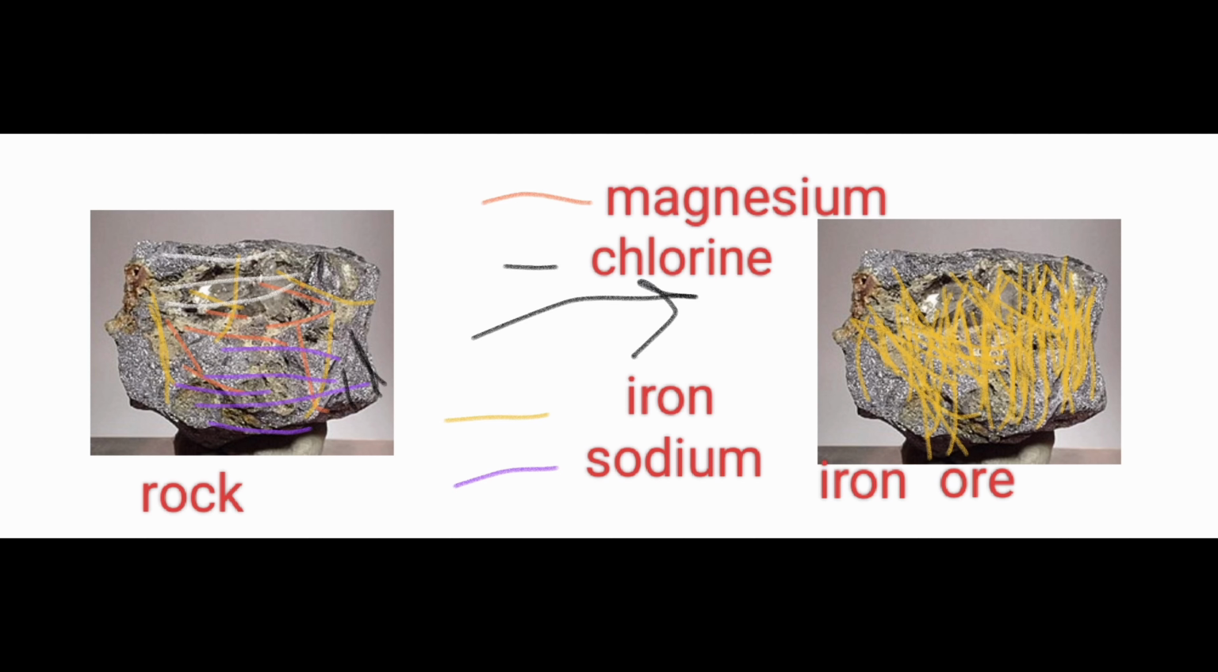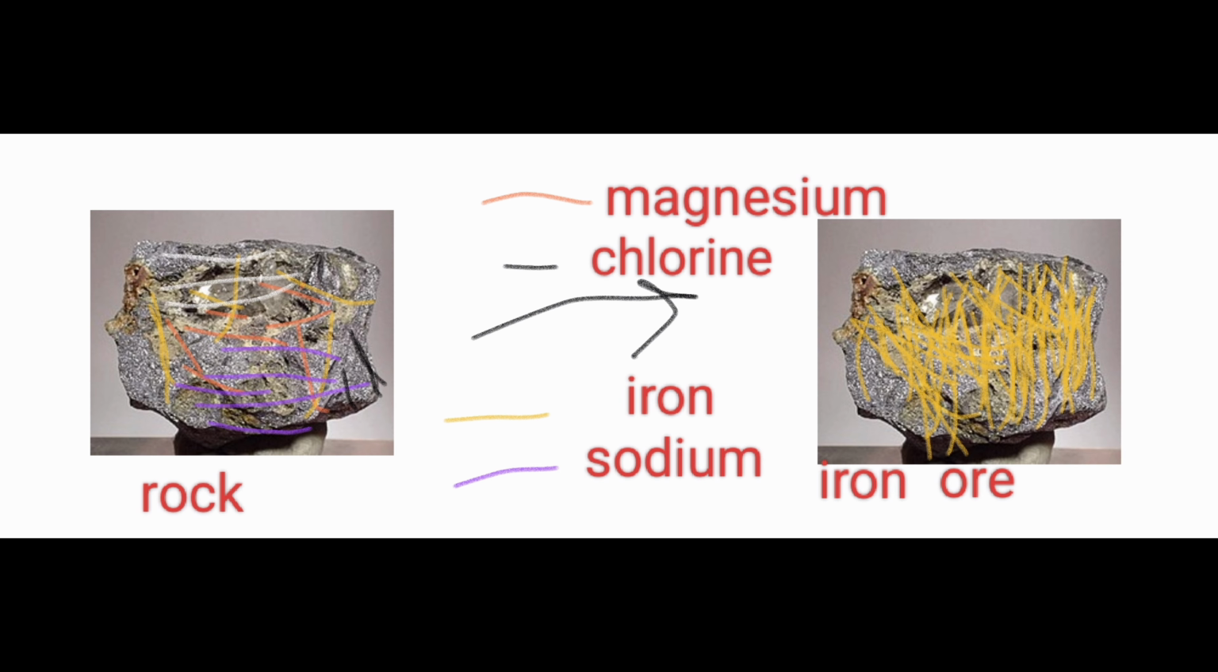So here we are. We have an image in front of us. Basically, if you've seen the different types of minerals like magnesium, chlorine, iron, and sodium, they are obviously found in our crust, and the rock is a combination of these: magnesium, chlorine, iron, and sodium. These crust particles or structures, we can call rock.